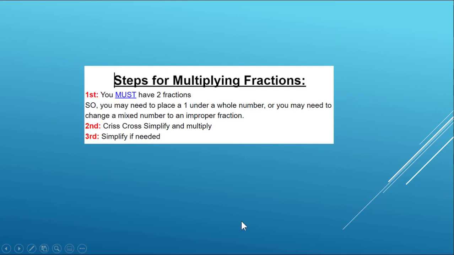So today we multiplied fractions. We had to have two fractions, and most of those we did have two fractions. So second step, we crisscross simplified, and then we multiplied, and a few of them we had to do our third step, which was simplify at the end.